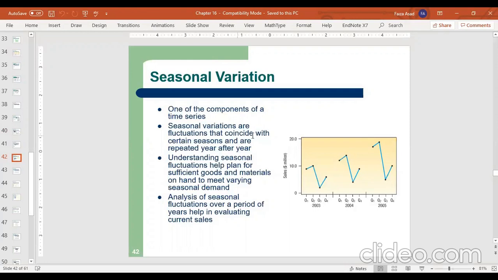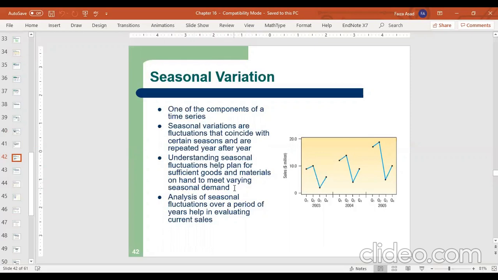Seasonal variations are fluctuations that coincide with a certain season and are repeated year after year. So we have discussed the example for ice cream. When it is the summer season, the production or demand for ice cream goes up, and then as the season gets cold, it goes down gradually. So this variation is repeated each year. Understanding the seasonal fluctuation helps plan for sufficient goods and materials on hand to meet varying seasonal demands.